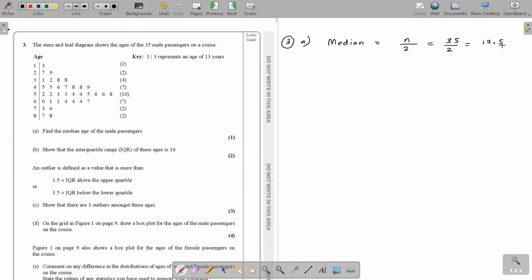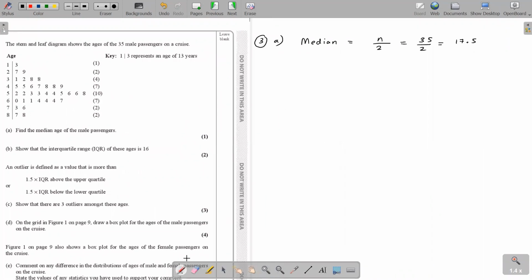17.5. So you get a decimal figure. When you get a decimal figure, what have we told you? You must round the number up. So when you round the number up, the 17.5 becomes 18, and 18 is not the median. The 18th term, when you arrange your data in ascending order, the 18th figure is the median.